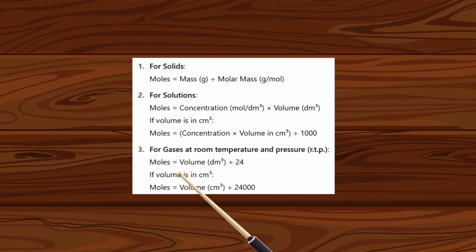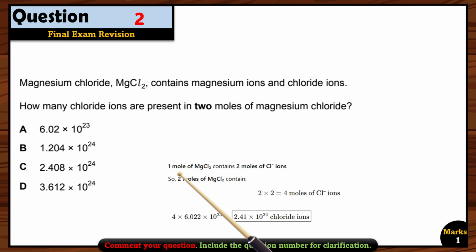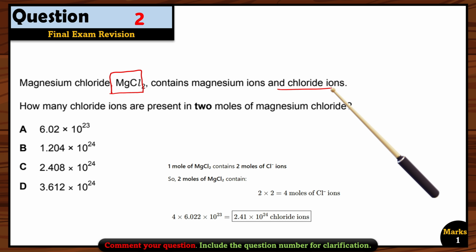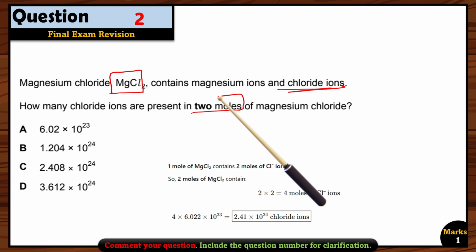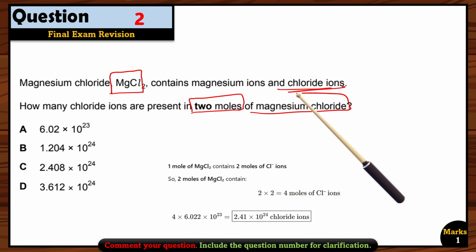Okay, so let's start question number 1. Magnesium chloride, MgCl2, contains magnesium ions and chloride ions. How many chloride ions are present in 2 moles of magnesium chloride? So first of all, what is important here, they are asking about magnesium chloride, but especially about the chloride ions we have to find, right? Not the magnesium ions.